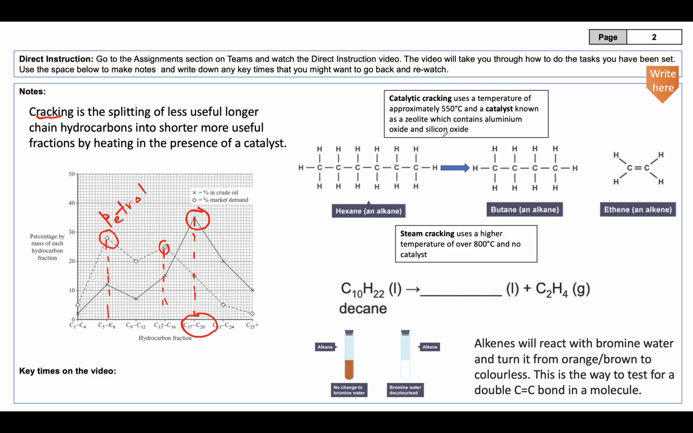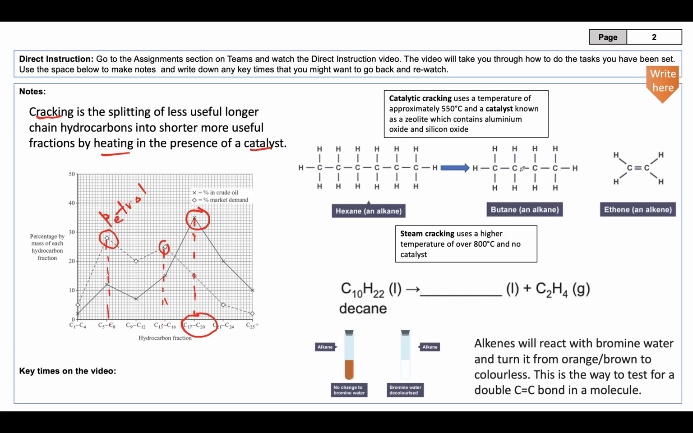Or a more straightforward one is to do it with steam. We need a higher temperature, it needs to get up to 800 degrees, but the steam acts as the catalyst. So this one, you don't need any extra catalyst. As far as we're concerned though, if it asks us about it in the exam, all we have to do is say it's heated in the presence of a catalyst. So this is the key bit that we need to know.